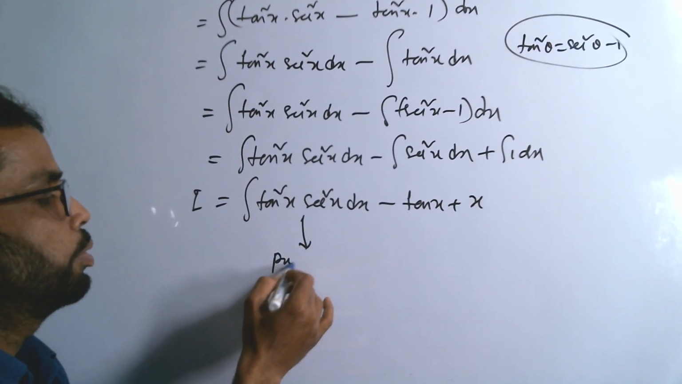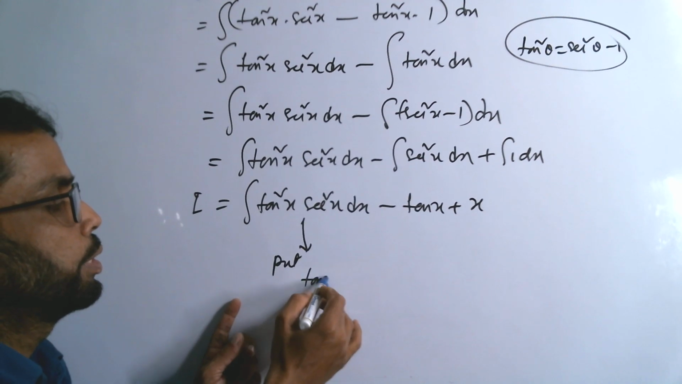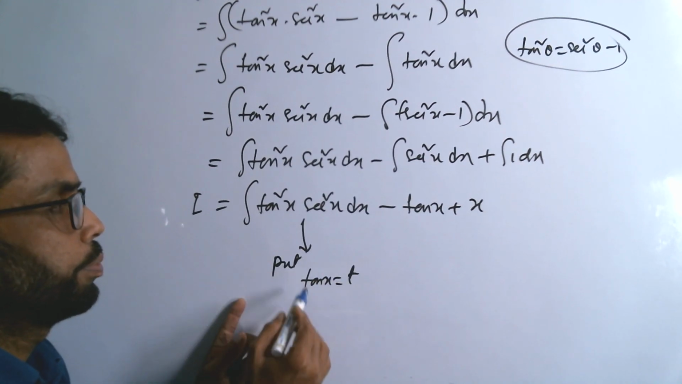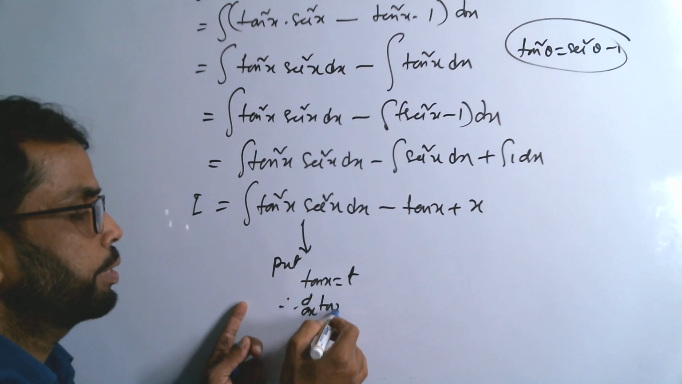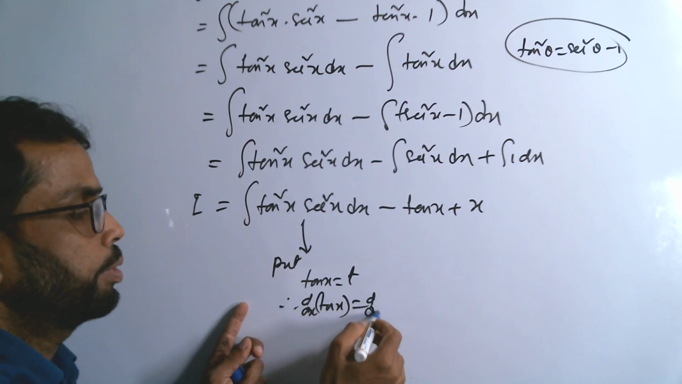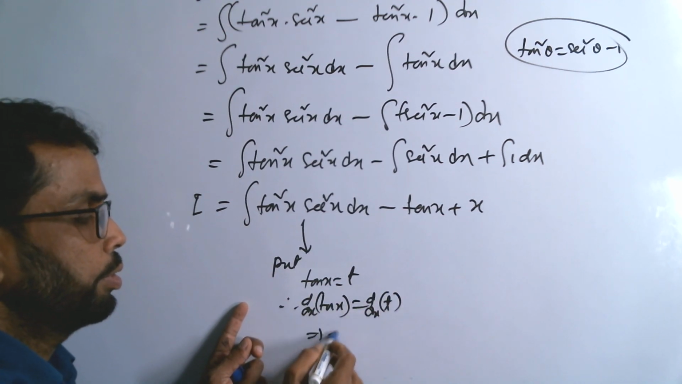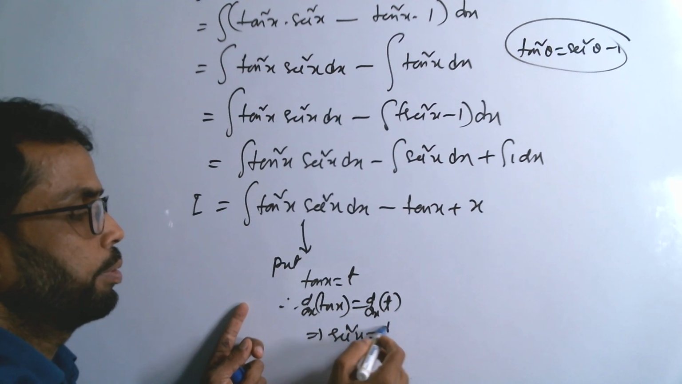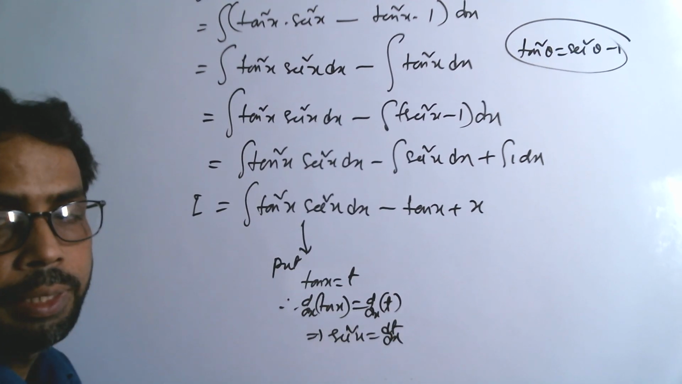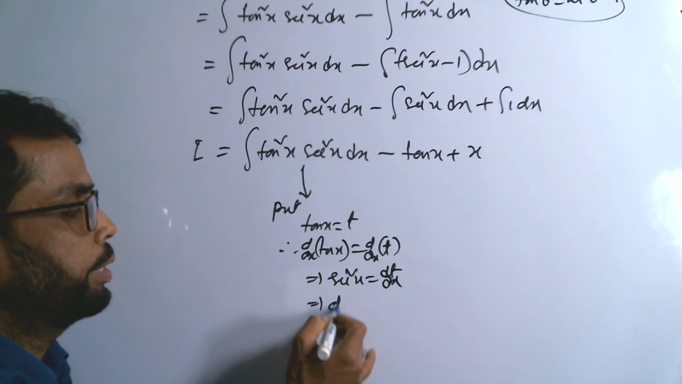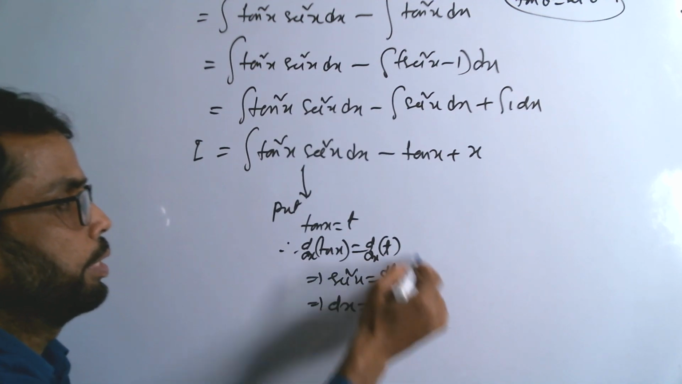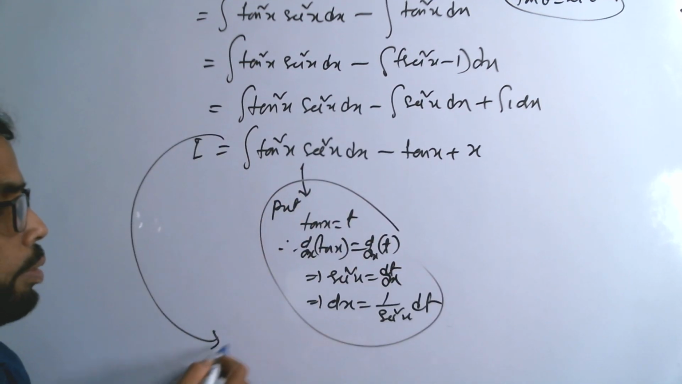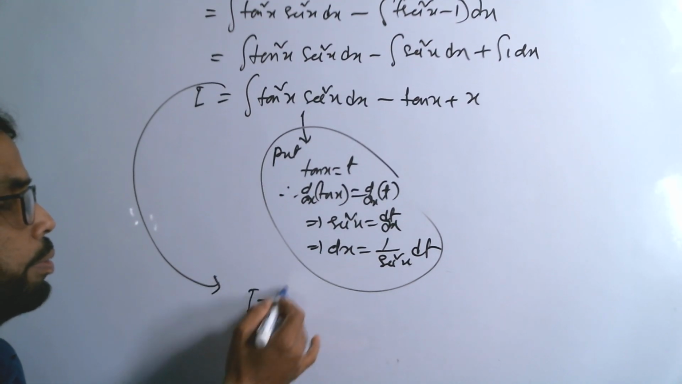Here for this first integral put tan x equal to t. Substitution method, tan x equal to t. Therefore d/dx of tan x is equal to d/dx of t. Differentiation of tan is sec²x equal to dt by dx. Then we'll find out dx here. dx will be 1 by sec²x dt.